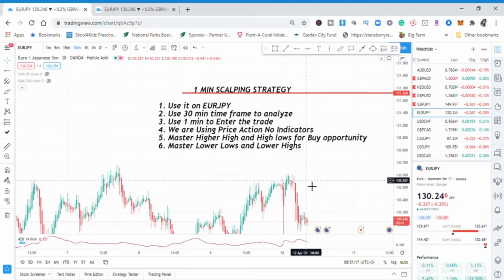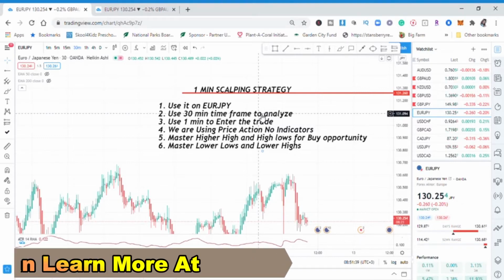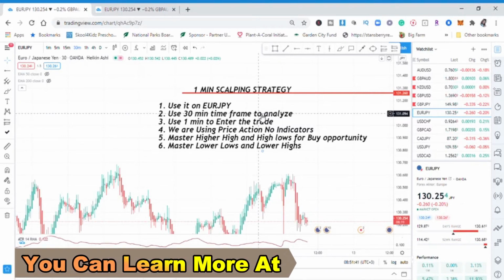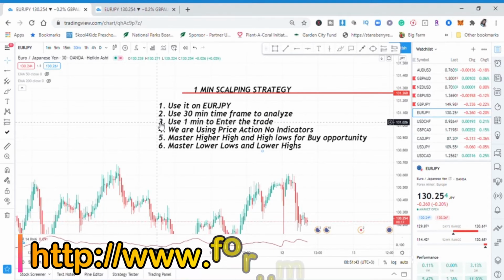The other thing is to use the 30 minutes time frame to analyze your charts. You need to use a higher time frame. You cannot just go to 1 minute and analyze the market. You need at least a higher time frame, and in this case we'll be using the 30 minutes time frame. The third thing, use 1 minute to enter the trade. That's why it's a 1 minute scalping strategy, because in your 1 minute time frame, that's where you'll get the entry.